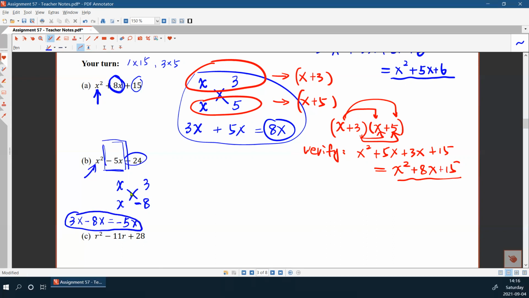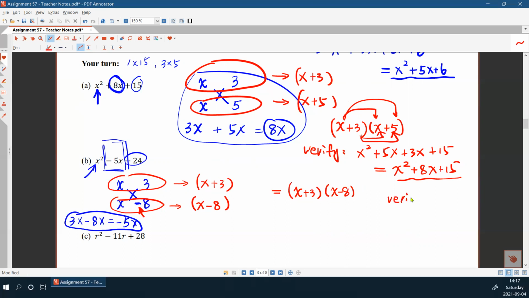Okay, so this is a possible factoring. So the first factor would be x plus 3, right? And the next factor is x minus 8. So note here, there is a minus sign here. Okay, so the original expression can be factored to x plus 3 and x minus 8, right?